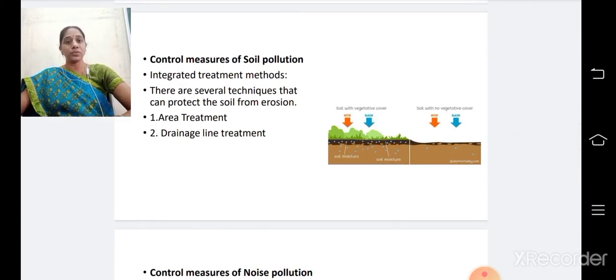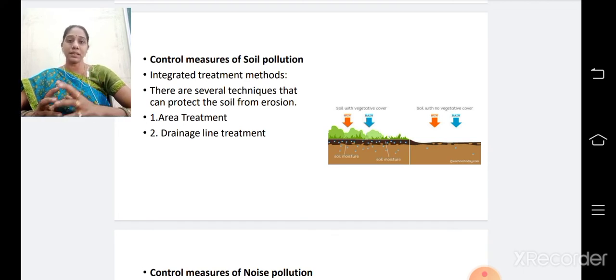Control measures of soil pollution. Integrated treatment methods. There are different methods. Area treatment. If the soil is without vegetative cover, it gets polluted. So to treat this polluted soil, we can encourage vegetative cover there, because these plants are sand binders. They avoid soil erosion. So this area treatment is very useful.